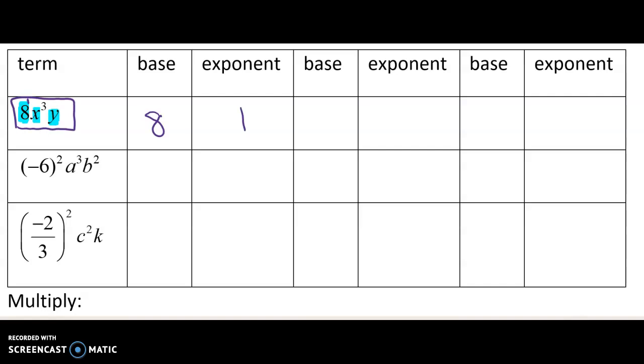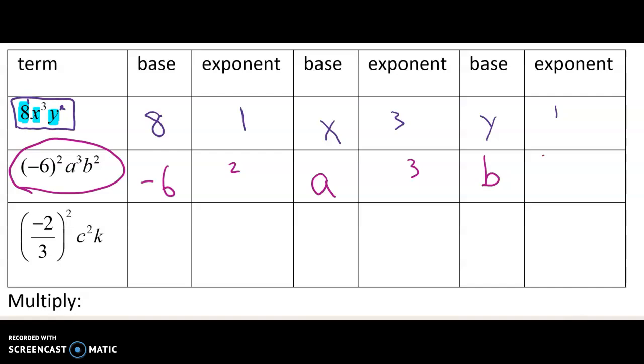For the factor x to the third, the base is x, and it's raised to the third. For y, we can just write y. And the exponent, there's nothing written, so you can always write a 1 up there. So y to the 1. Next, we have negative 6 squared times a to the third b squared. So first base is negative 6, and it's raised to the 2. Then we have the base of a raised to the 3. We have the base of b raised to the 2.